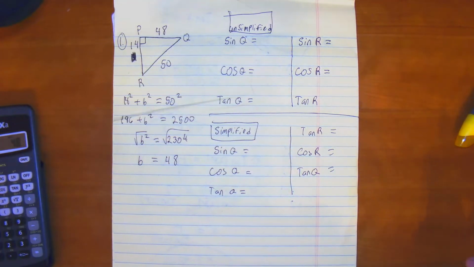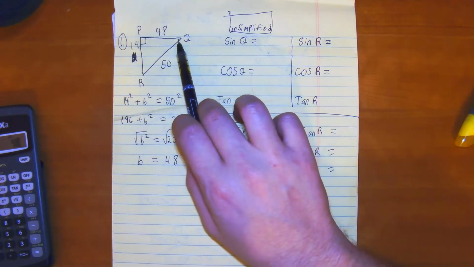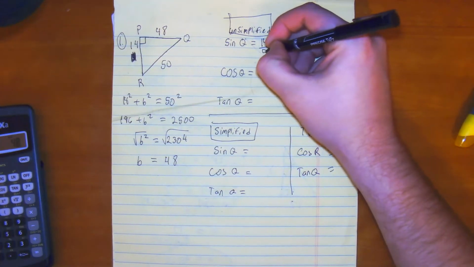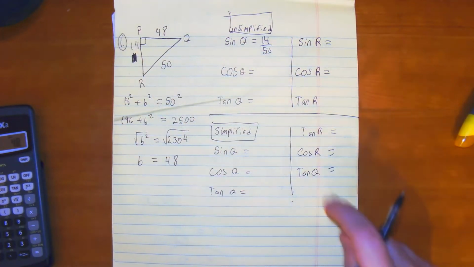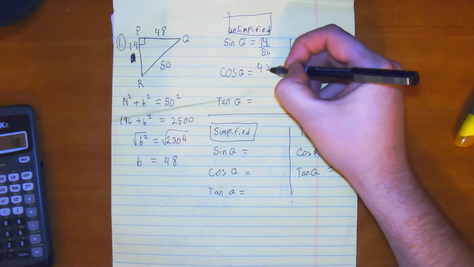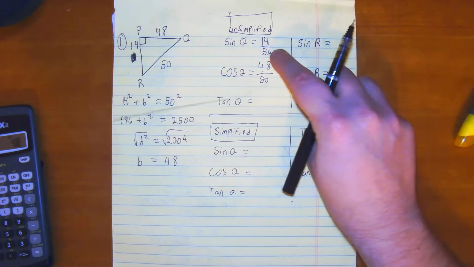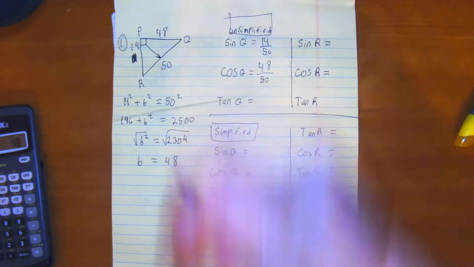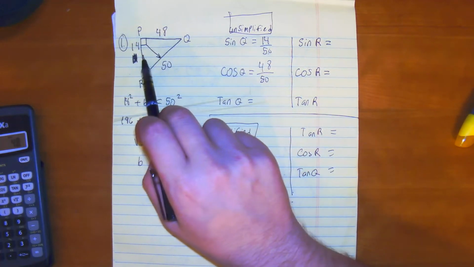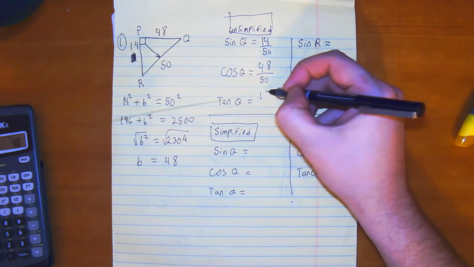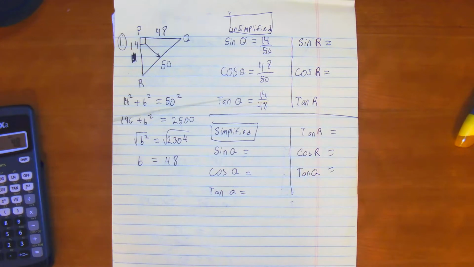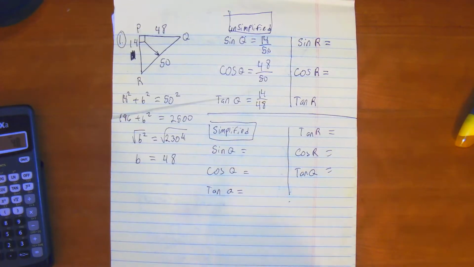So we're doing the sine of q first. The sine of q is the opposite over the hypotenuse, which would be 14 over 50. The cosine of q is the adjacent, 48 over 50. And I already know that the hypotenuse is the same for both of those. So then the tan of q would be 14 over 48. Again, these are just unsimplified before we get to the simplifying part.